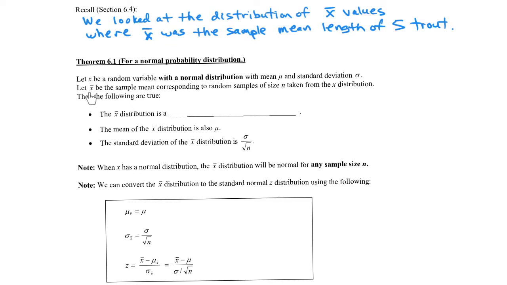Just to think about what we did before, we had a sample mean corresponding to random samples of size 5, right? That was the trout example. But this is just more general. So x bar is a sample mean corresponding to random samples of size n taken from this x distribution. X is the random variable. Could be the length of a trout. Could be the snowfall in Grand Rapids in January. Could be anything. But in this case, if we are taking these samples from a normal distribution, then the following are true. The x bar distribution is a normal distribution.